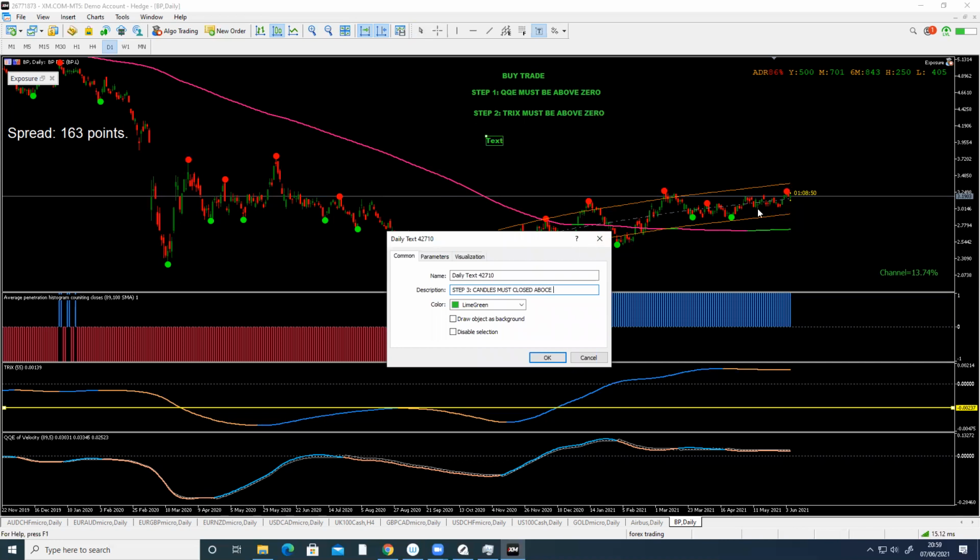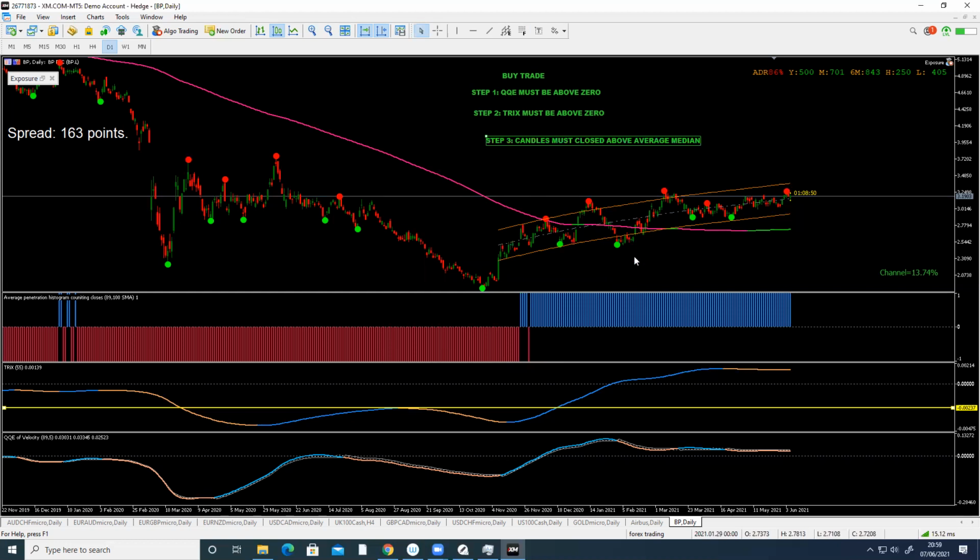Sorry, a bit of clarification on that. When you say closing above, do you mean it's either going to be above it or it must close above it? It must be closing above it, because sometimes. So what does closing above it mean?